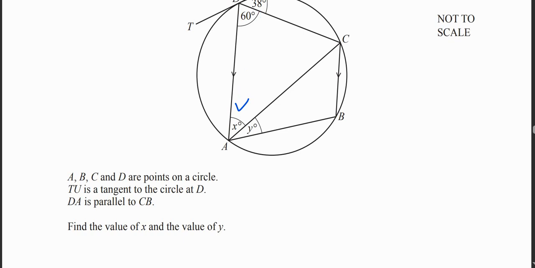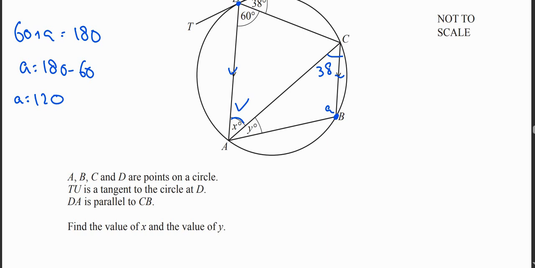Now we need to find Y. If you look, these are two parallel lines. So if this point is X, this point is also X. So this is also 38. Now if you look at it, this point is touching the corner of the circle. This point is also touching the corner of the circle. So let's call this point A. 60 plus A is equal to 180. A is equal to 180 minus 60. A is equal to 120. So the value of A is 120.